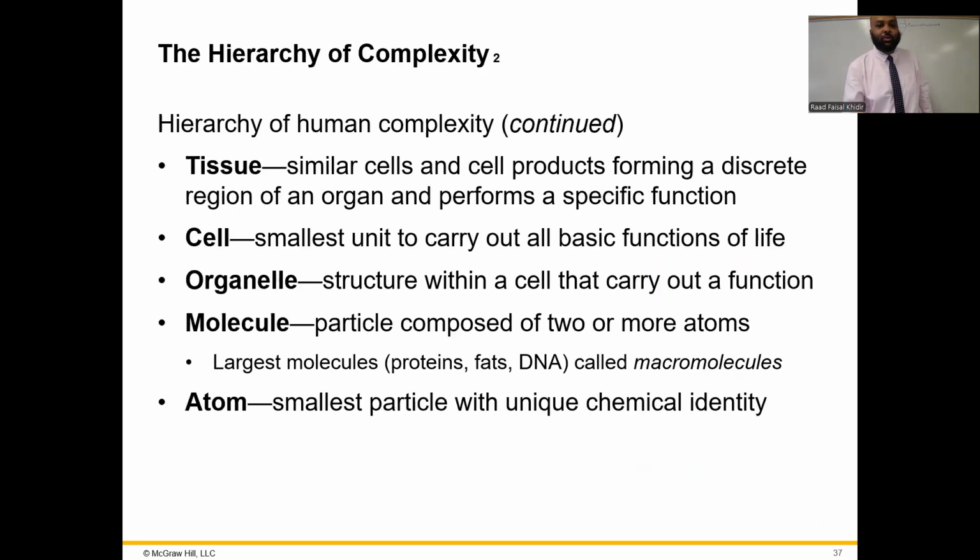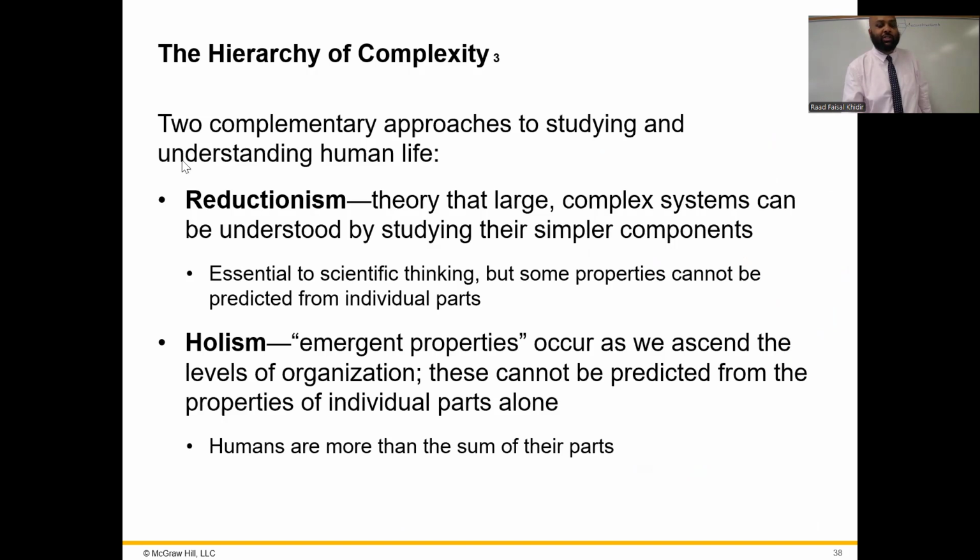So now let's move on to that. So we talked about all of this. You see reductionism. So we used to have holism, and these are emergent properties that occur as we ascend the levels of organization, and these cannot be predicted from properties of individual parts alone. So humans are more than the sum of their parts. So if we go from big to small, that's deconstructionist. And if we go from small to big, what is that called now?